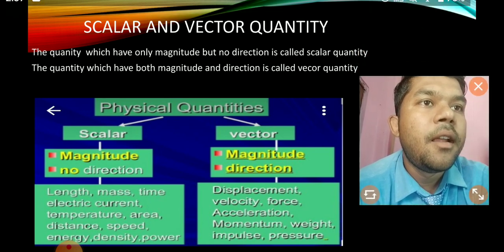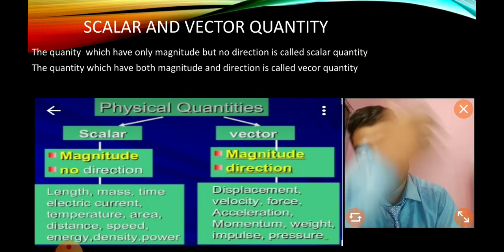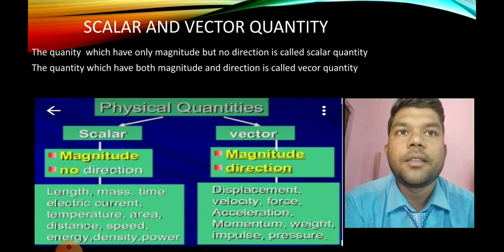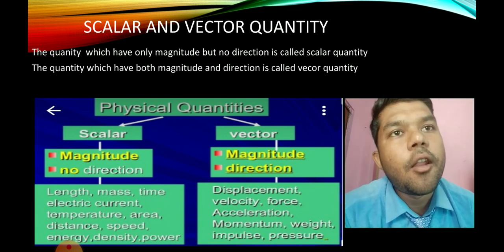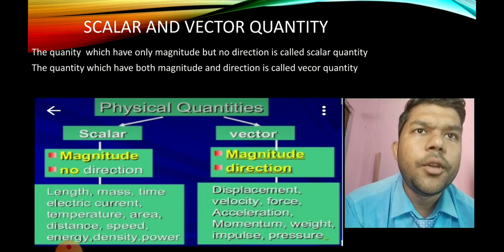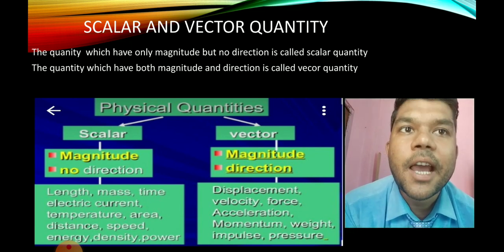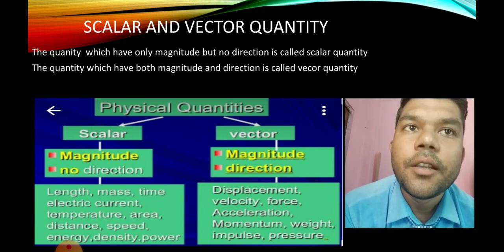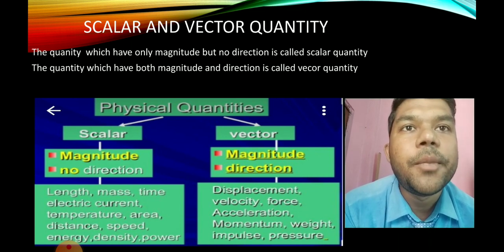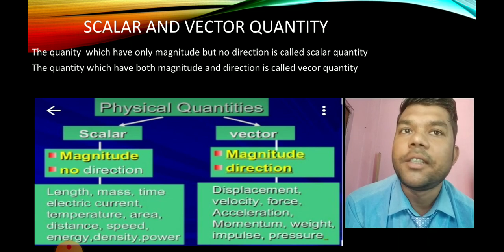Scalar and vector quantity. In class 6, I think you learned OPT math. In OPT, when you are learning vectors, like vector AB, we simply used to give an arrow. Yes or no? We used to give an arrow. The reason to give an arrow is that it shows the direction. On that basis, scalar and vector quantity can be classified.